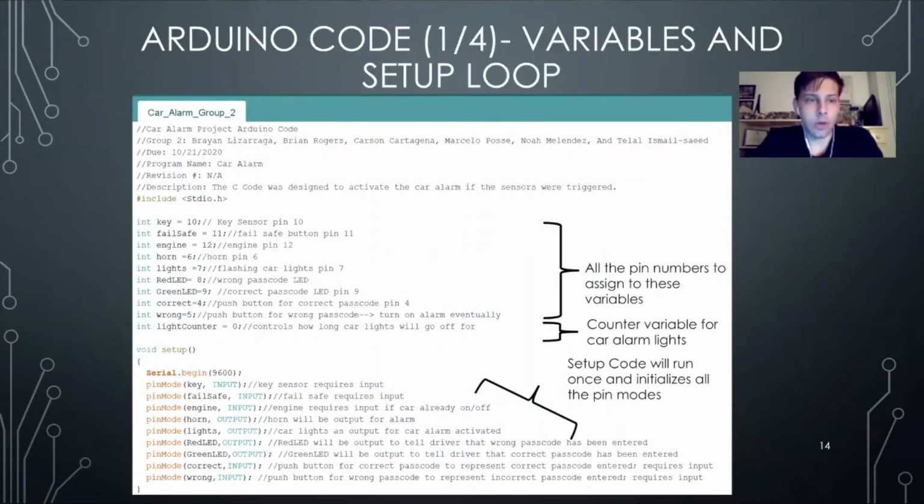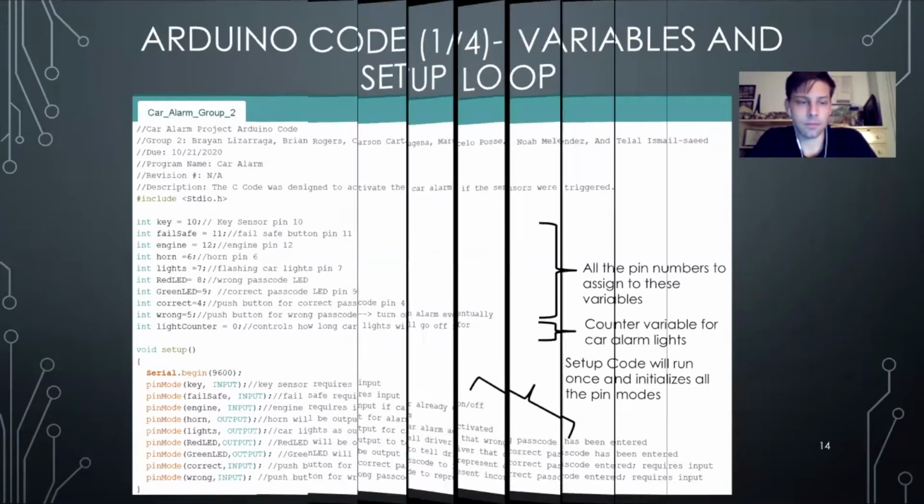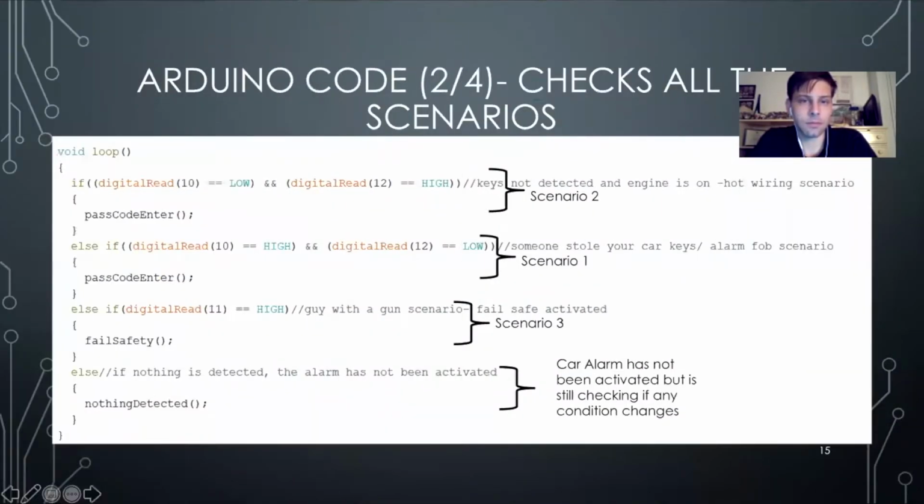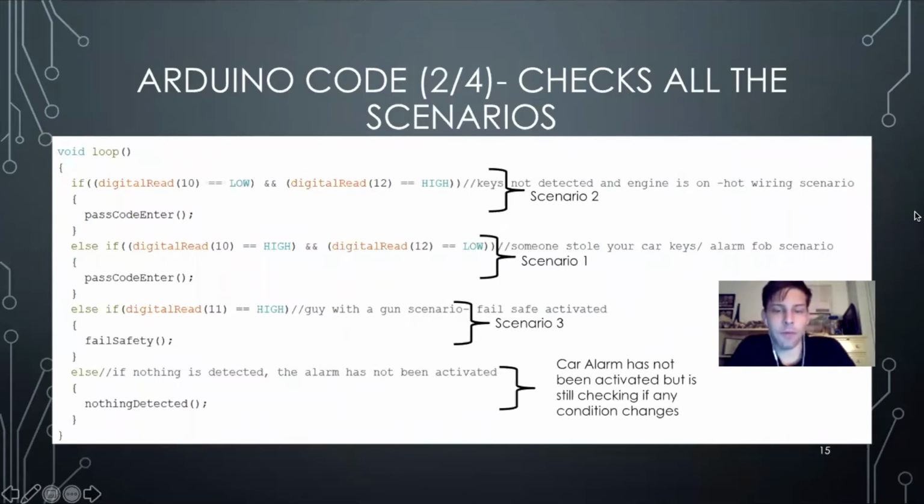Beginning with the Arduino code here, we have a bunch of global variables. All these pin numbers are assigned to these variables, as you can see. Some are called 12, 11, 6, except for this specific variable here, light counter. It's a counter variable for the car alarm lights. Next up, we have the void setup. This setup code will run once and initializes all the pin modes. Moving right along, we have 4 different functions that happen depending on which scenario has been detected or if no scenario has been detected at all and everything is safe.